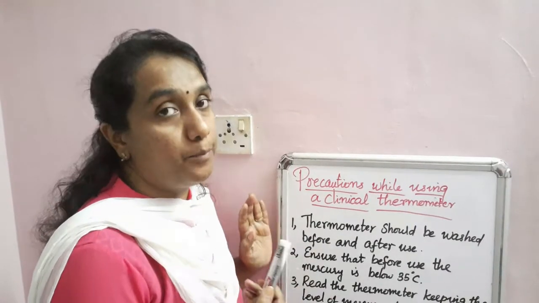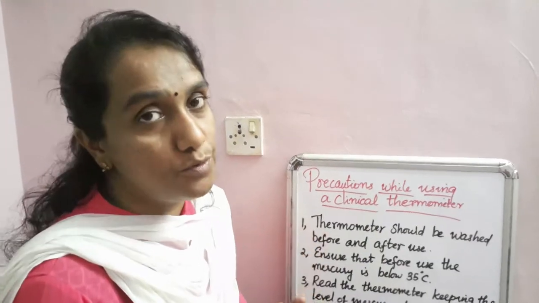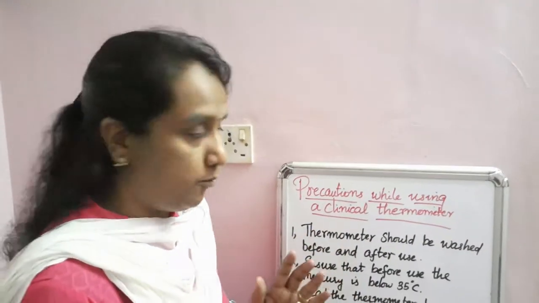So just check the thermometer in your home and see where the mercury is. In the camera it is not clear, so just see the mercury level of the thermometer in your home. Okay, I hope now you understood how we can measure the temperature using the thermometer. Now we will see some precautions we have to follow while using a clinical thermometer.